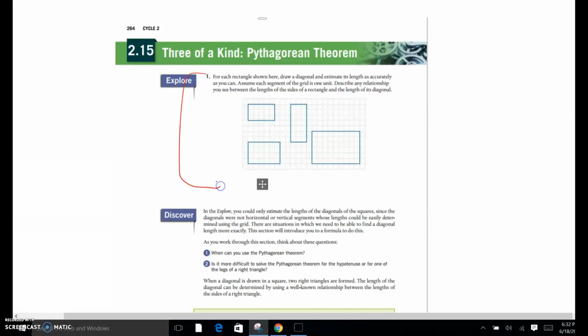Okay, so try the Explore here, and I'll pause it and then just draw on diagonals. A diagonal is something that goes from one corner to the other across the middle, so that's a diagonal. So go ahead and do number 1, and then we'll chat.